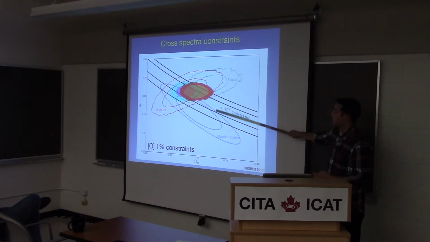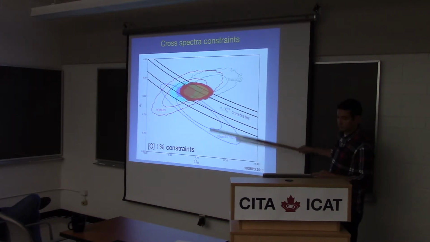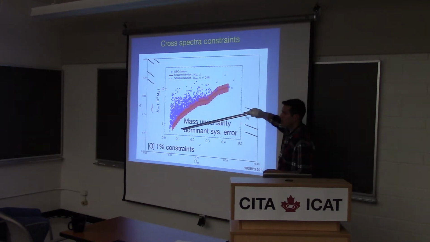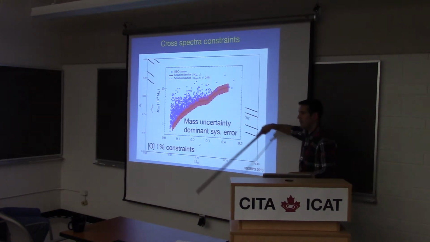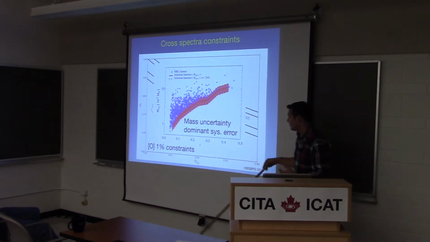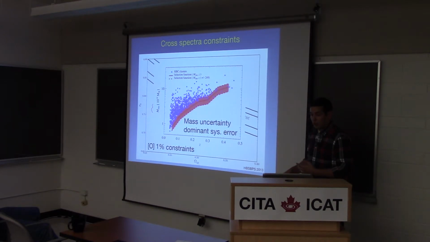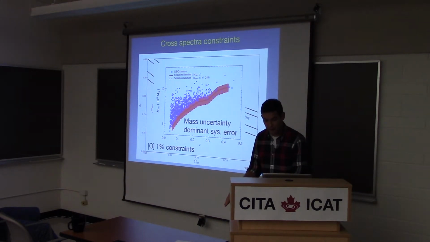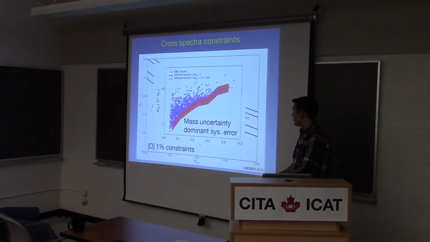Now they could be better. Remember, I said that there's some systematic uncertainties in these measurements of the X-ray masses, the exact calibration of the X-ray masses. So what we did was we went out and we tried to measure these X-ray masses.